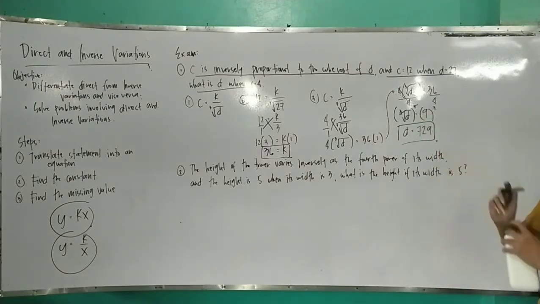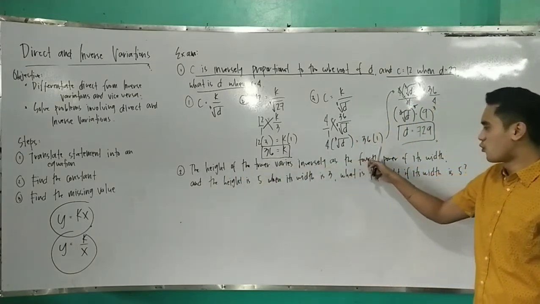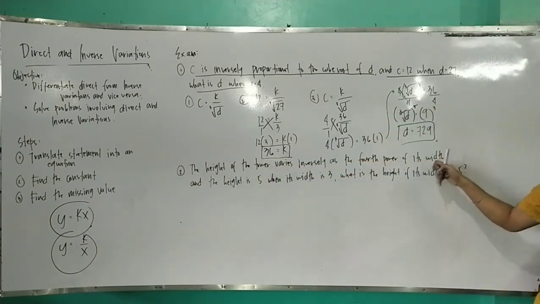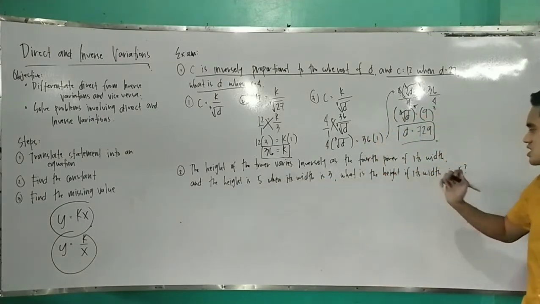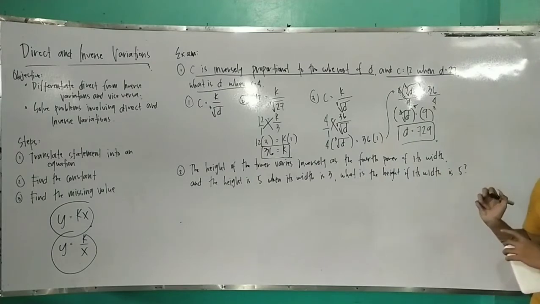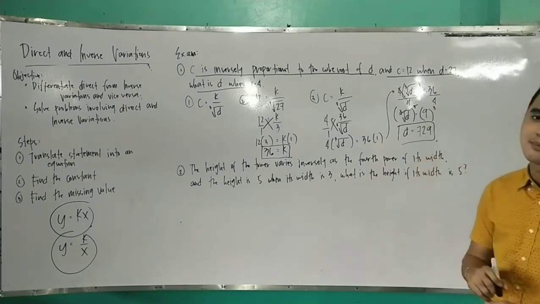Okay, so next tayo, number 2. So the height of the tower varies inversely as the fourth power of its width. So the height is 5 when its width is 3. So what's the height if its width is 5? So dyan, hindi ko na sinama yung measurement kasi hindi naman natin siya totally gagamitin.